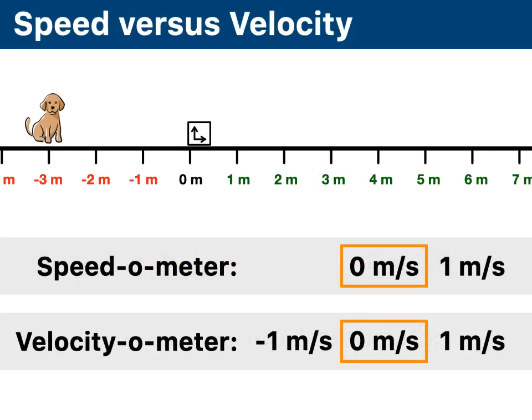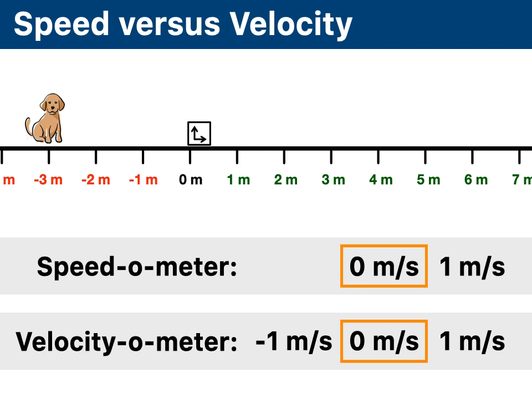Okay, so we see our little puppy here again, sitting at a position of -3 meters. Now, take a look at the origin. The origin is wiggling right there. So the origin, again, tells you which way is positive. So going to the right is the positive direction, going to the left is the negative direction based on this origin. Now, you see 2 meters, a speedometer and a velocity-o-meter.